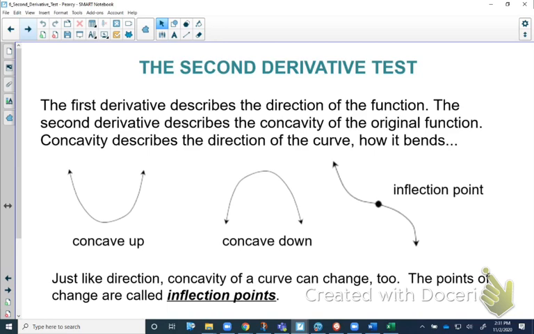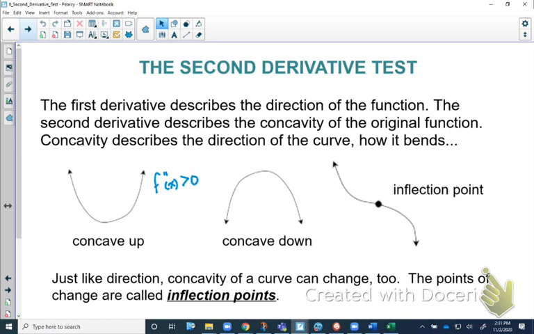Obviously, we'll be taking the second derivative of a given function. But what the second derivative test is going to allow us to make conclusions on is whether the function is going to be concave up or concave down. So in the first diagram on the left, where it says concave up, that means the second derivative of your function is going to be greater than 0.